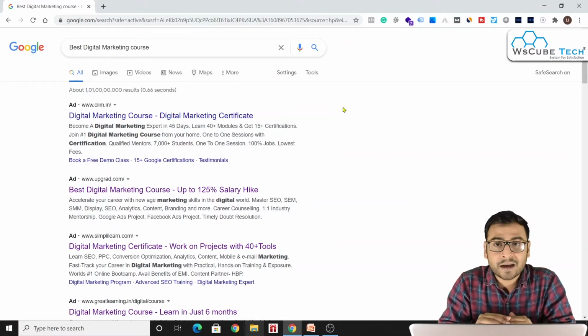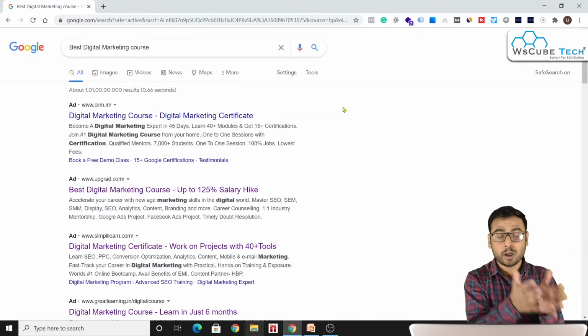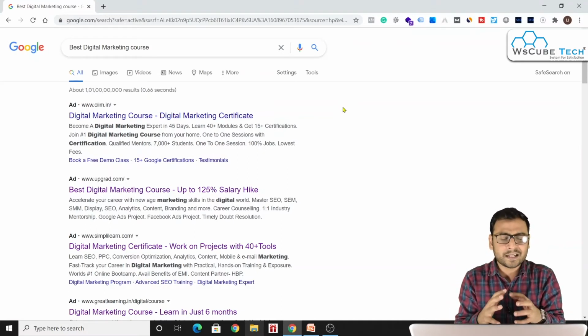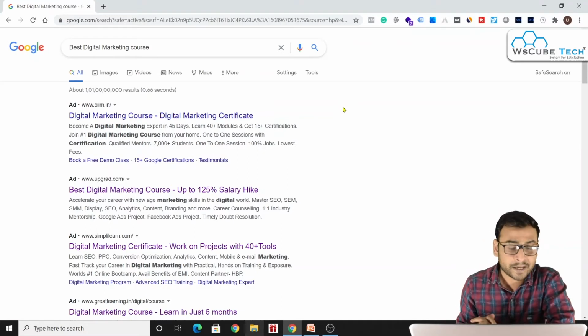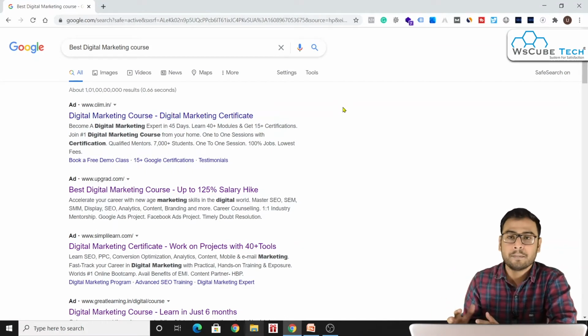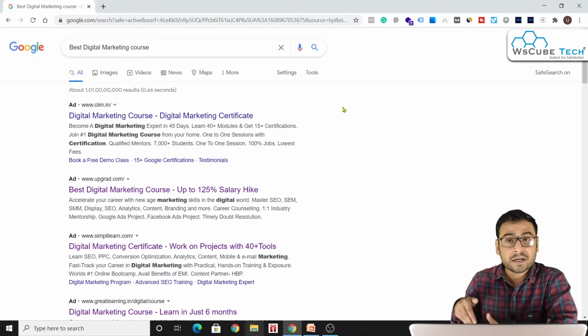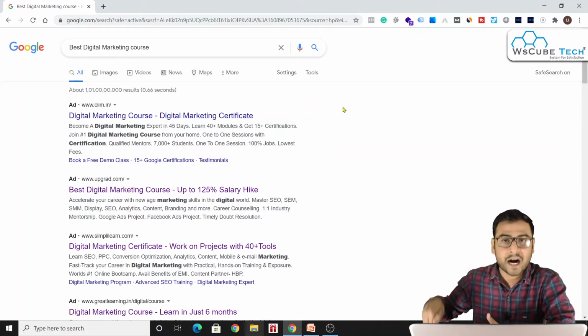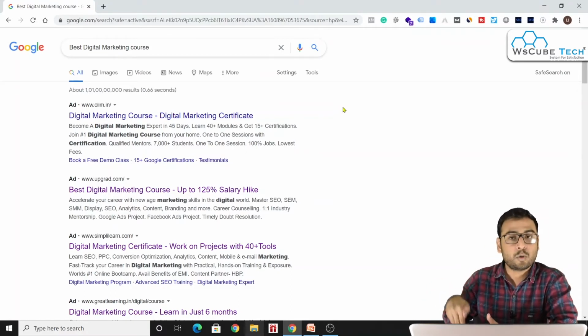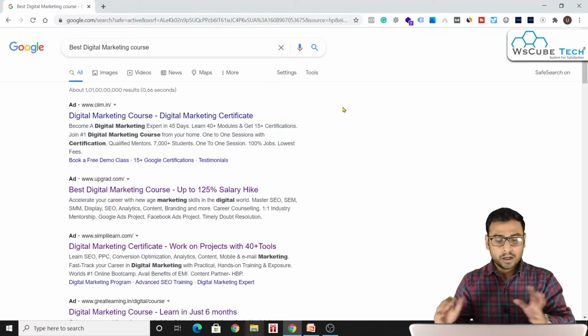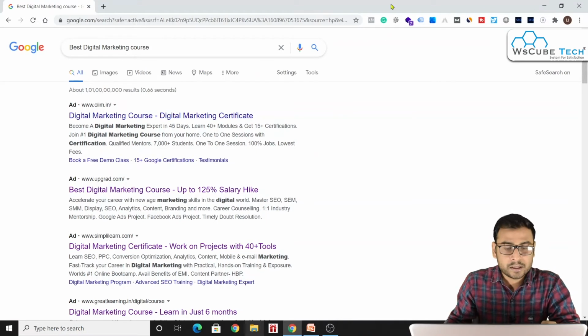There is a big confusion that keywords, search terms, and queries are all the same thing. Yes, they look the same, but technically speaking, they are not the same. There is a lot of difference between queries and keywords. The major difference is that keywords are always on the advertiser side, and queries or search terms are always on the searcher side.